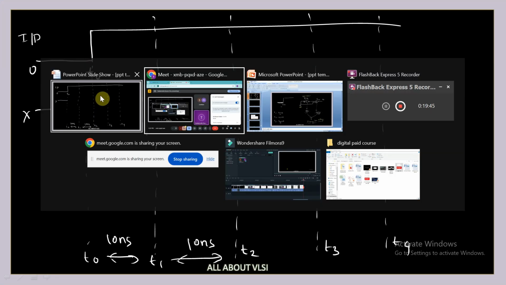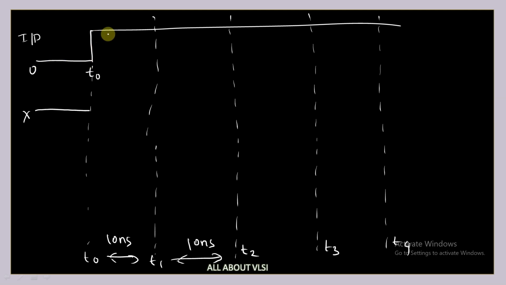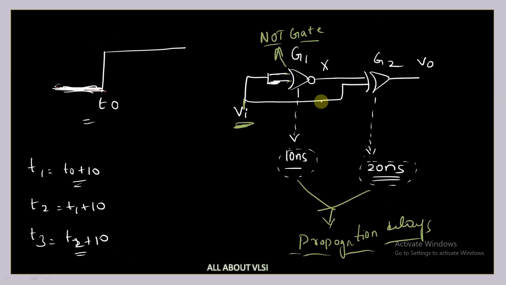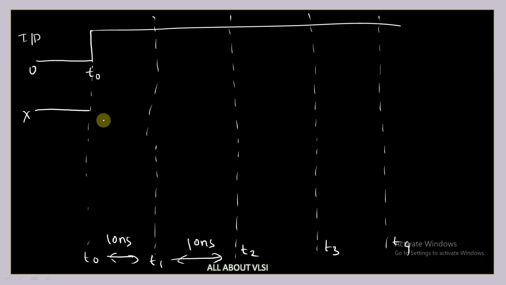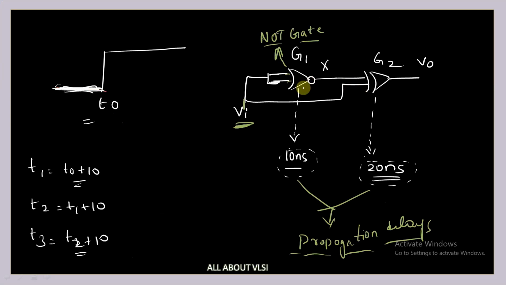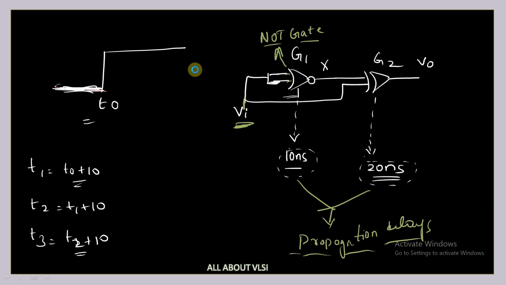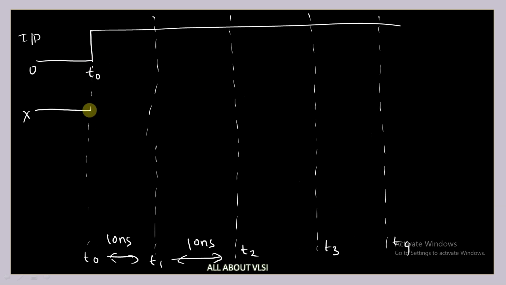Can anyone let me know in the chat box? If there is a positive transition at t0, at which time will we get the output of the NOR gate? I'm just analyzing my NOR gate. Leave everything else, just analyze your NOR gate. If there is a positive transition at time t equal to t0, where will this transition be reflected?